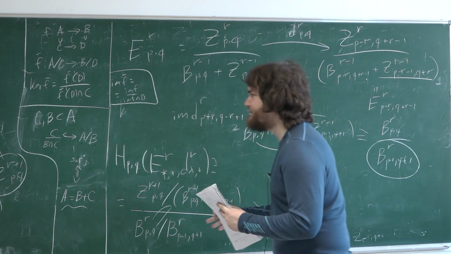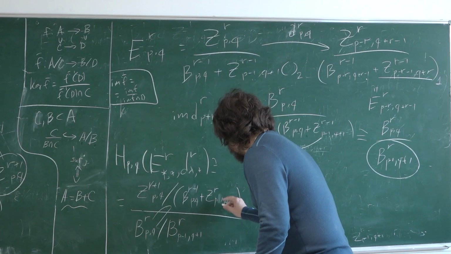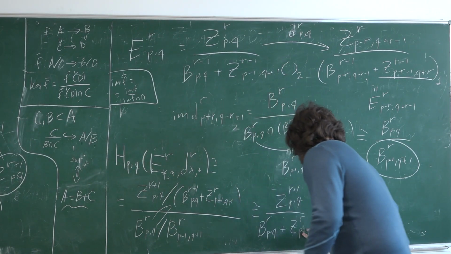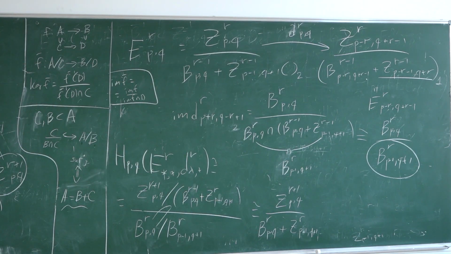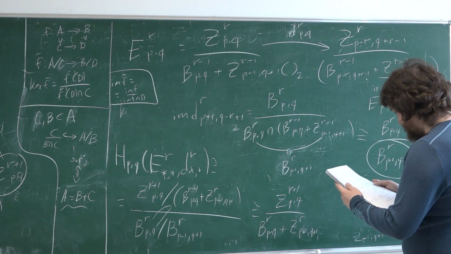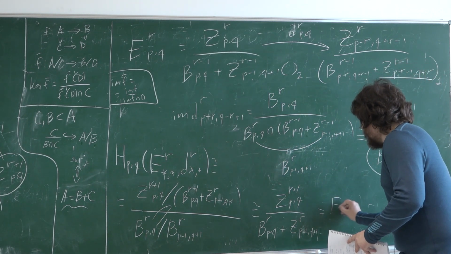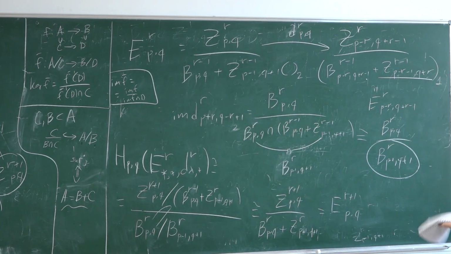Sorry, it's here. It's a typo. It's minus 1, Q plus 1. Yes, minus 1, Q plus 1. It's here. It's correct. Minus 1, Q plus 1. And this is by definition my ER plus 1 PQ. In fact, it's correct. All coincide. So we obtain a spectral sequence.